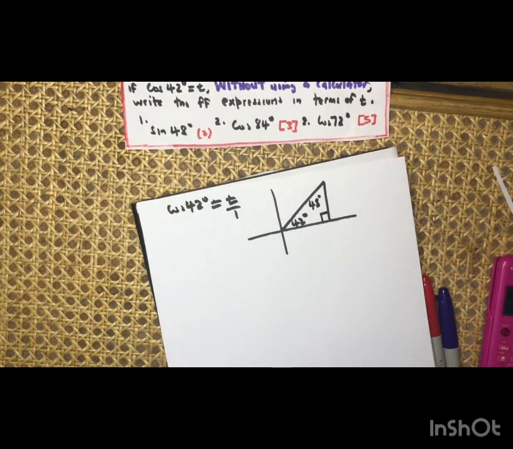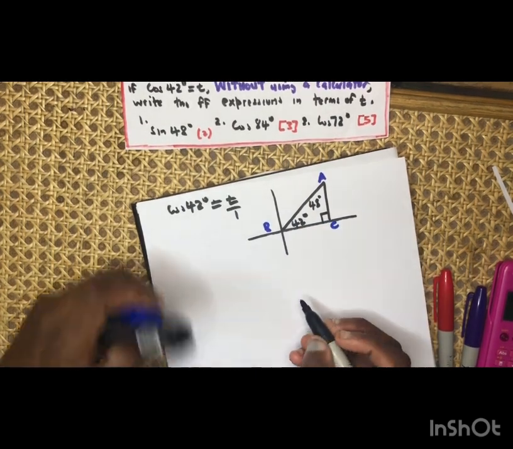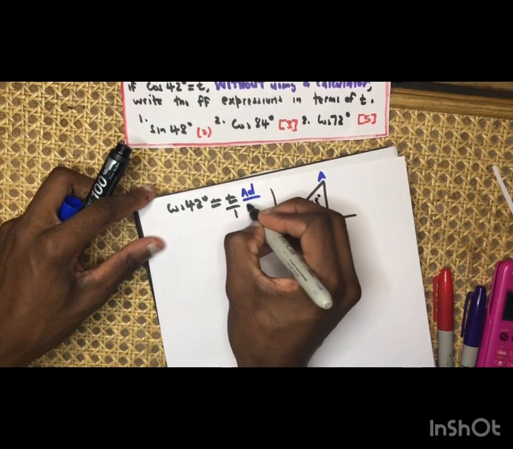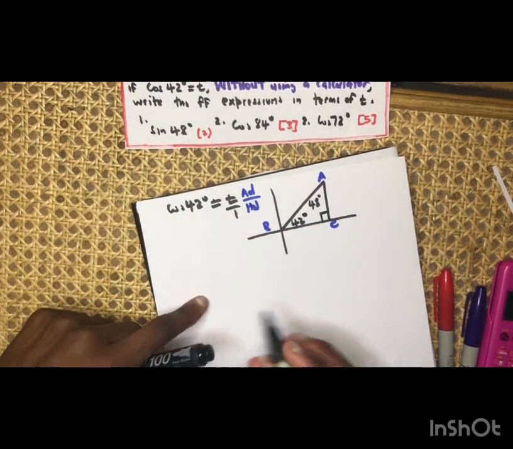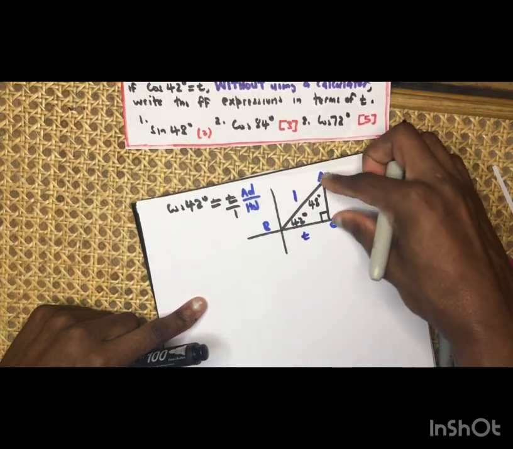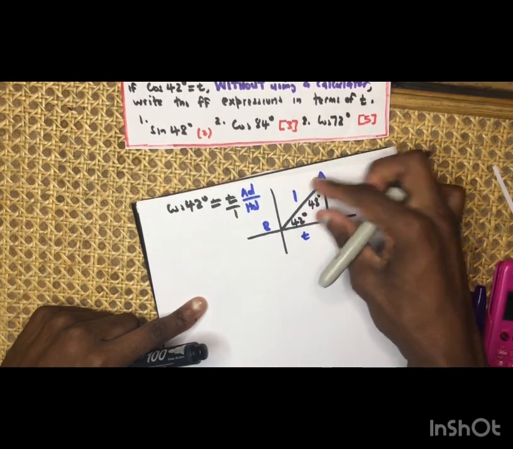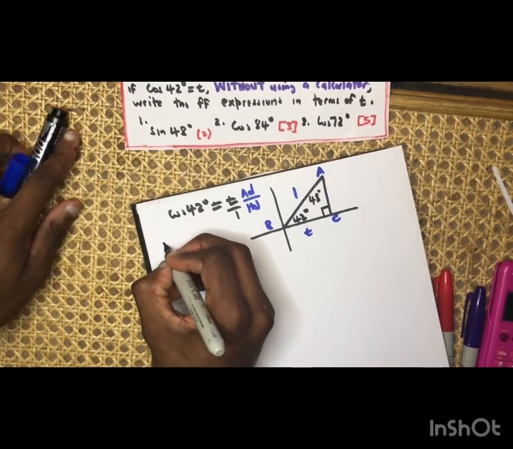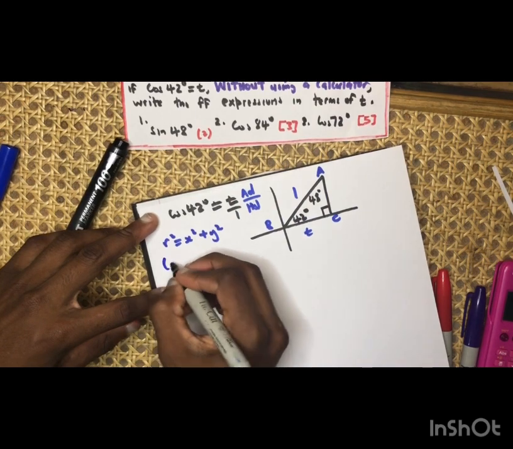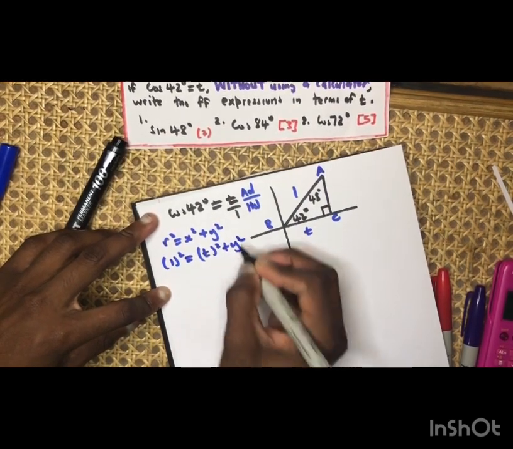So let's call again, guys, this angle A, this one B, and this one C. Remember, guys, cos is still adjacent over hypotenuse. So in this case, your adjacent is t, your hypotenuse is 1. Then you find AC using Pythagoras. Remember, this side represents y. So I'm going to say here r squared is equal to x squared plus y squared. Your r is 1, guys. Your x is t. Your y is y squared.